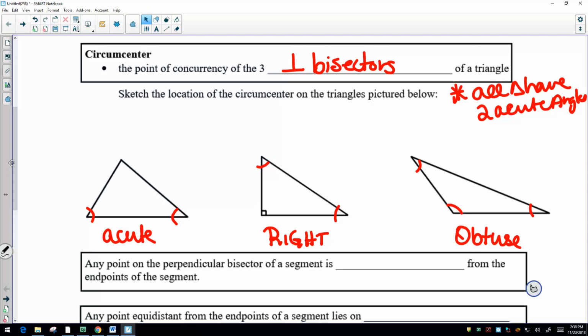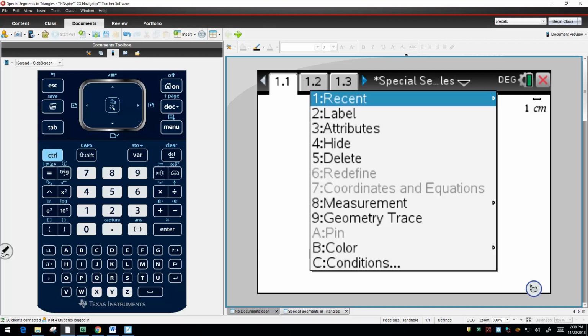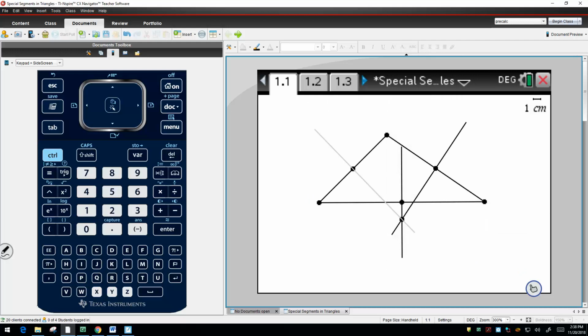And what I want you to do is observe where the intersection happens. And maybe sketch an idea of where that intersection, that point of concurrency, in this case the circumcenter, actually falls on the triangles. So when we take a look at this first one, your point of concurrency is going to be over here. So right where all three of these lines meet, that's your point of concurrency.